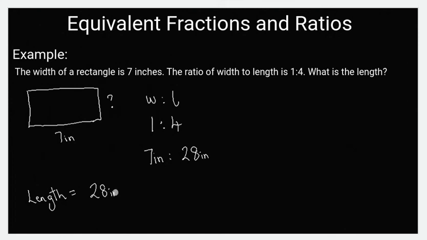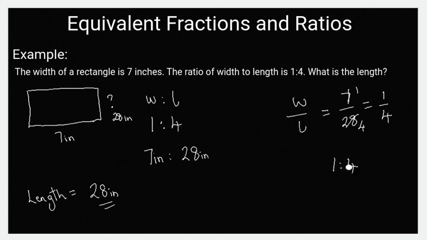You can confirm that if you want to. Let's try out the ratio of width to length. So this will become 28 inches. The ratio of width to length, in fraction form, will be 7 over 28. And if you divide this 7 by 7, you have 1. 28 divided by 7, you'd have 4. That will be 1 over 4, which is the same thing as the ratio 1:4. So you see our answer is actually correct, 28 inches.